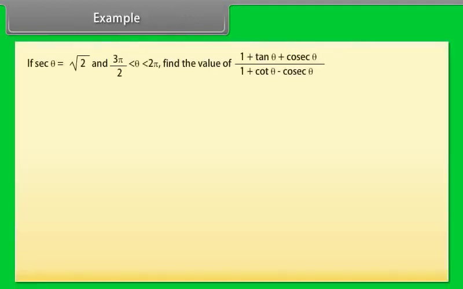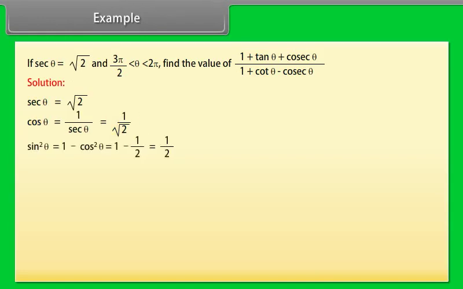Example. If sec θ = √2 and 3π/2 < θ < 2π, find the value of (1 + tan θ + cosec θ)/(1 + cot θ - cosec θ). Solution. Sec θ = √2. Cos θ = 1/sec θ = 1/√2. Sin² θ = 1 - cos² θ = 1 - 1/2 = 1/2. Thus, sin θ = ±1/√2.